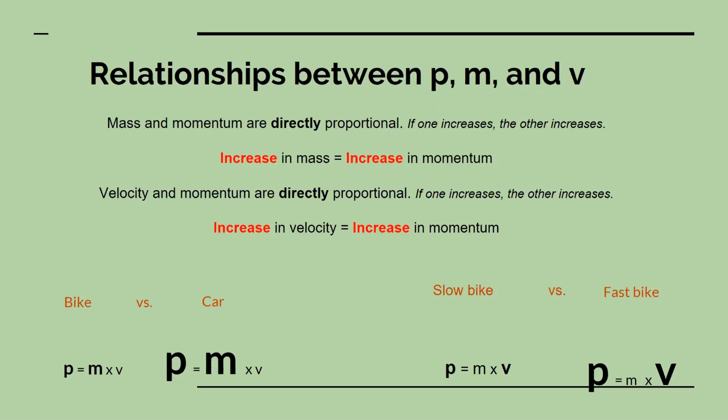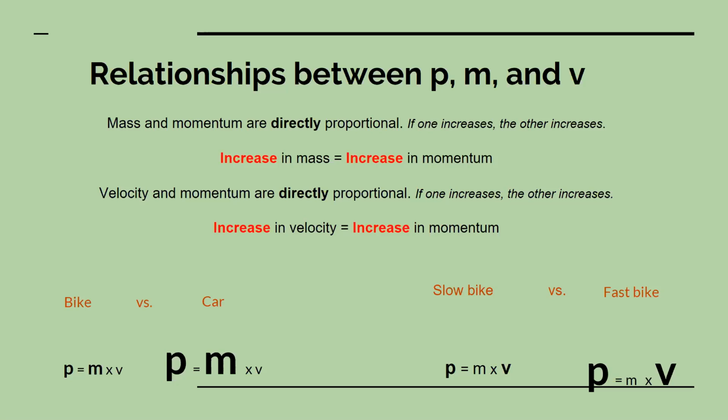Indirectly proportional, which we don't have on here, would just mean they're opposites. It would mean if one goes up, the other one goes down. So if I increase in mass, I will increase in momentum, okay? So if I have two people and they're running the same speed, but one of them is a 300-pound linebacker, okay, and the other one is, I don't know, a 175-pound wide receiver, the linebacker is going to have more momentum.